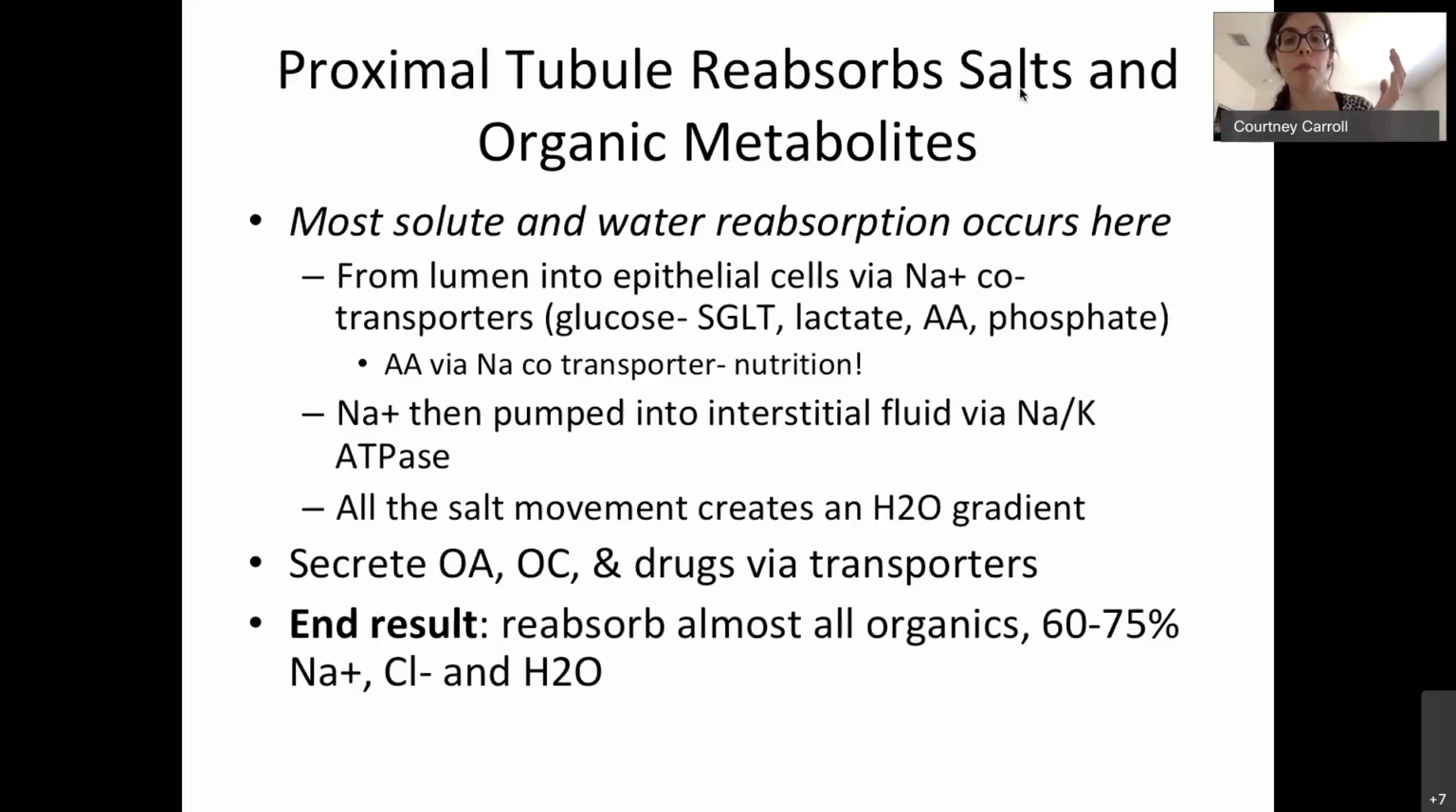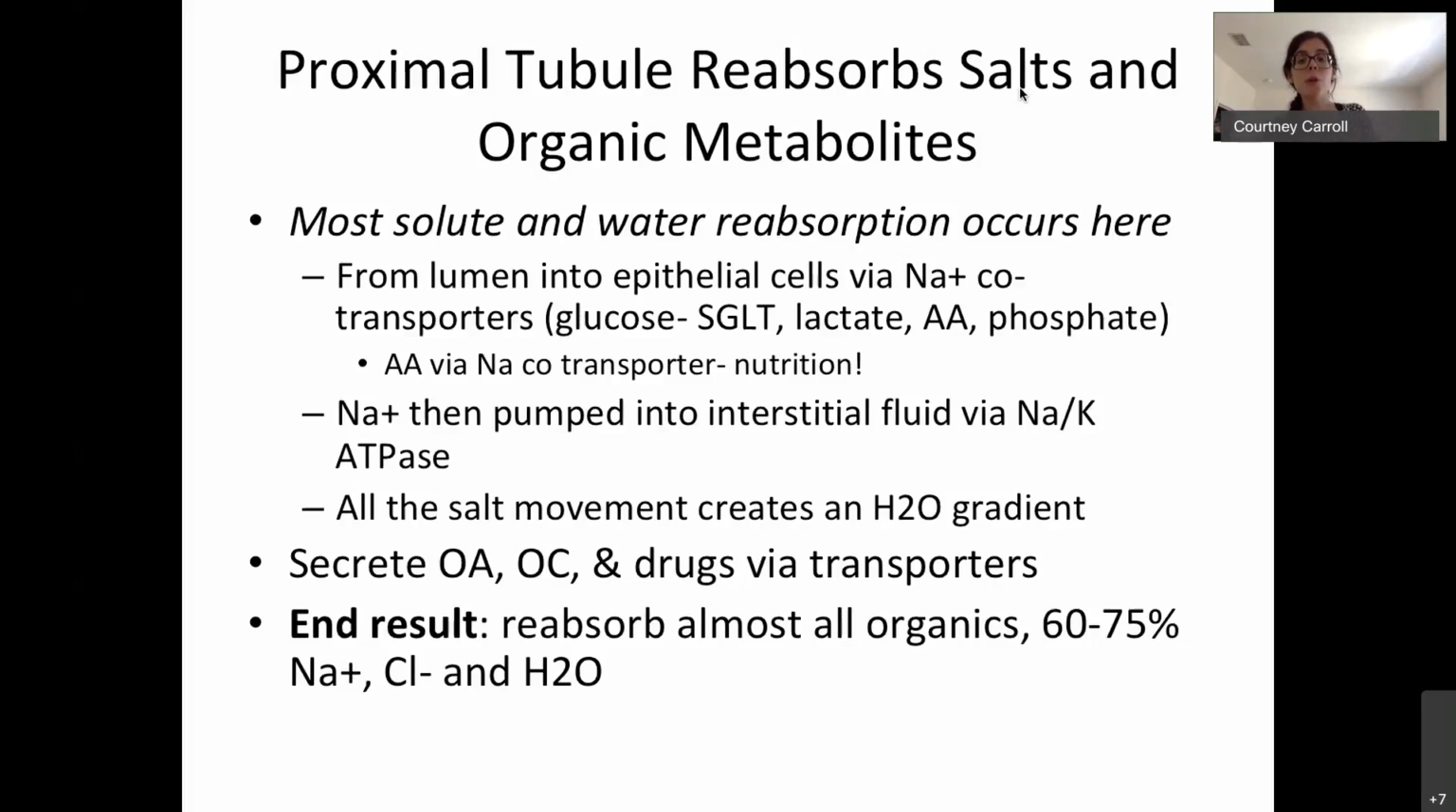So sodium will then be pumped into the interstitial fluid by the sodium-potassium ATPase to create that gradient. And all of this movement of salt is going to create a gradient for water. So an important concept to remember is that water is going to follow salt. You build up a lot of salt somewhere, water is going to follow. Water is going to want to fill that space.